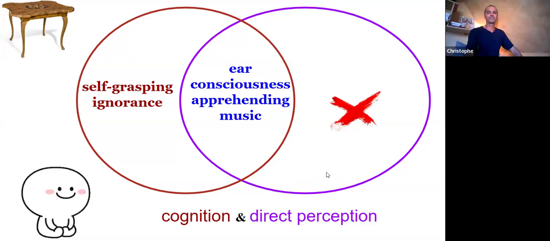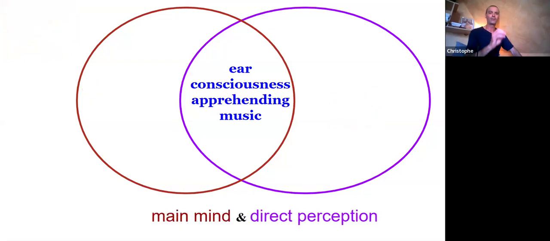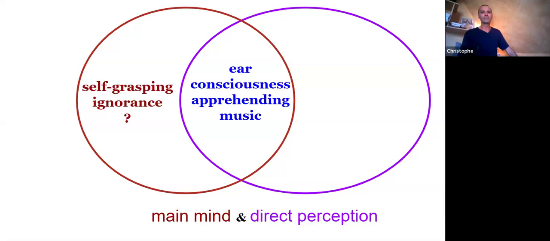Fantastic. So we have 3P between cognition and direct perception. But now, if we are a bit more specific and we compare main mind and direct perception, the ear consciousness apprehending music or the eye consciousness seeing a pen still works. It's a main mind and it's a direct perception. Now if we check what is a main mind but not a direct perception, can we still put self-grasping ignorance? If you remember what was said before.